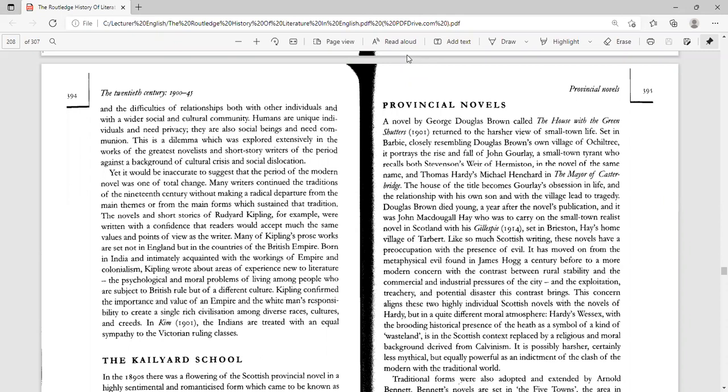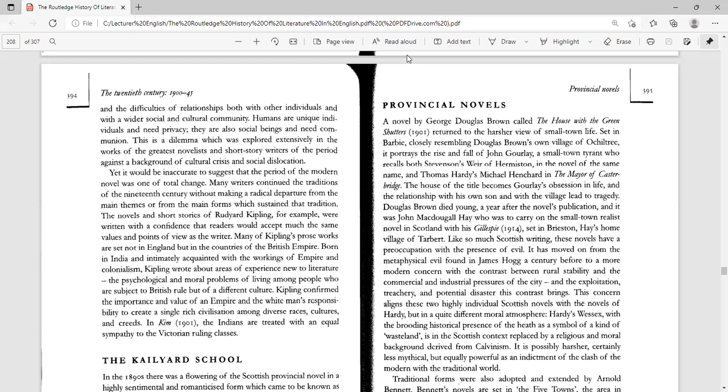Many of Kipling's prose works are set not in England, but in the countries of the British Empire. Kipling was born in India and intimately acquainted with the workings of the British Empire and colonialism. Kipling wrote about areas of experience new to literature, that is psychological and moral problems of living among people who are subject to the British rule.